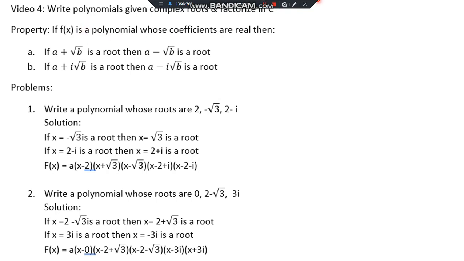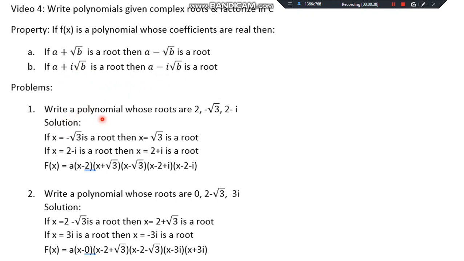Now we're going to start video number 4. We know that if you have a polynomial whose coefficients are real, f of x equal to x squared plus 3x minus 7, and a plus root b is a root, we know from the second degree that a minus root b should be a root, its conjugate. In complex, the same. We took it if delta is negative. If a plus i root b is a root, 100% a minus i root b is a root.